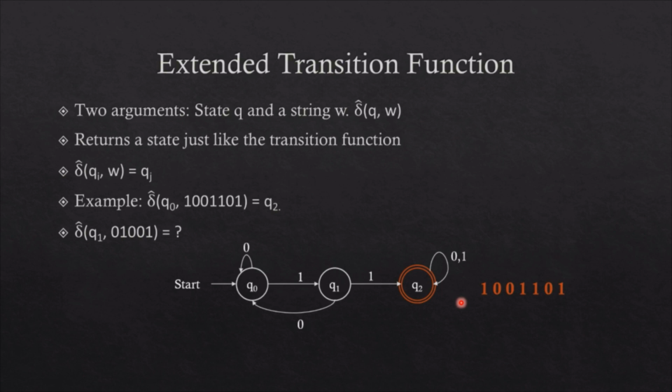How about this string here? What would be the delta hat of Q1 and 01001? That means we're going to start from Q1 and process the string 01001 and figure out which state this DFA ends in.